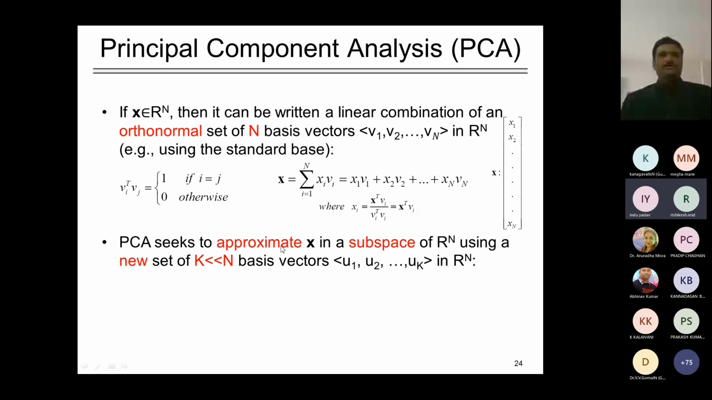PCA seeks to approximate x in a subspace of Rn using a new set of k, less than or equal to n, basis vectors u1, u2 up to uk in Rn, and the approximation is denoted by z.